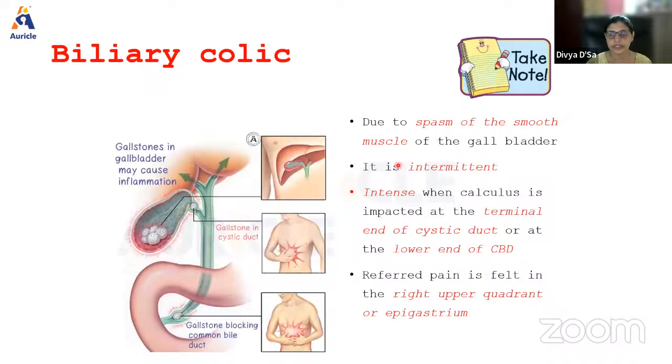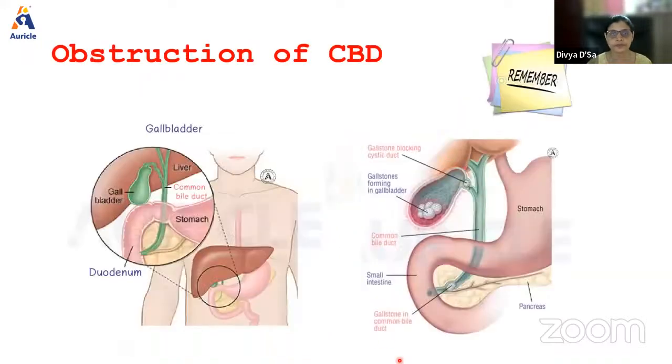The biliary colic is basically because of the spasm of the smooth muscles of the gallbladder. It is intermittent; it just comes and goes like that. When the calculus is impacted at the terminal end of the cystic duct or at the lower end of the common bile duct, the pain becomes very intense. Referred pain is felt in the right upper quadrant of the epigastric region. Sometimes these stones can also cause obstruction, and that can lead to obstructive jaundice also.